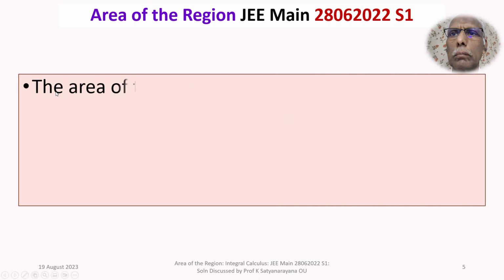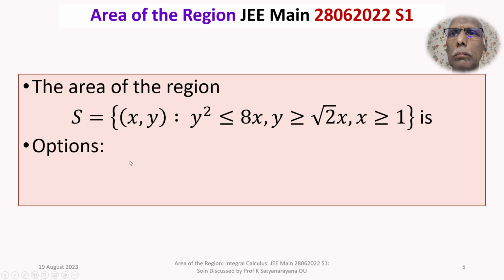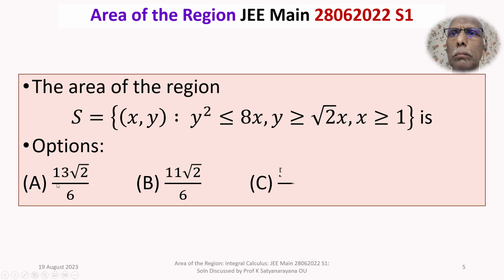The given question is: the area of the region given by S is equal to the set of all ordered pairs (x, y) such that y square less than or equal to 8x, y greater than or equal to root 2x, and x greater than or equal to 1, is. We are given four options, Option A, B, C, D. So, we are given a region S defined like this and required to find the area of this region.